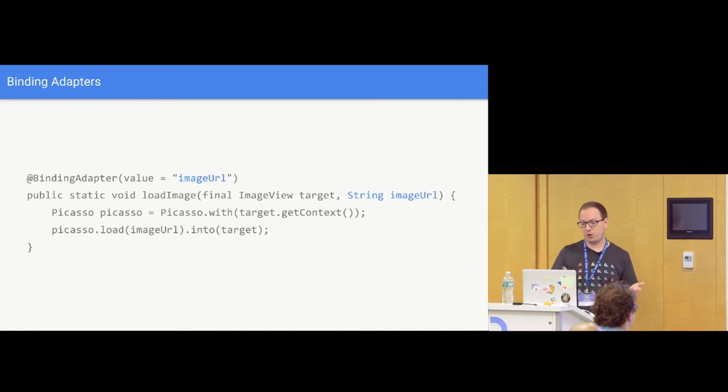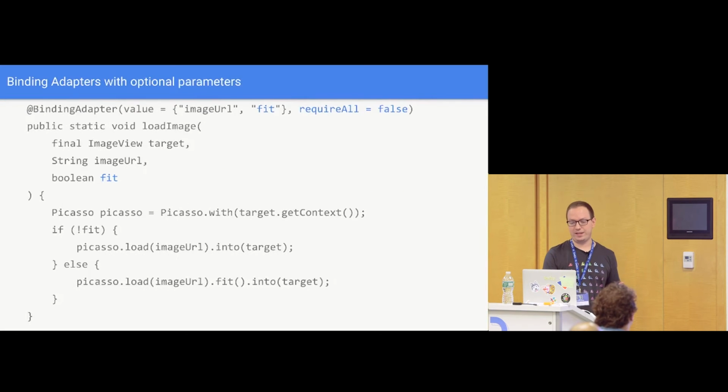But yeah, once you have the two parameters, all you need to do is just load your image using Picasso, and then it fires off asynchronously and takes care of it for you. So this is obviously a very, very dumbed down example. But in practice, you'll realize that you can do more advanced things.